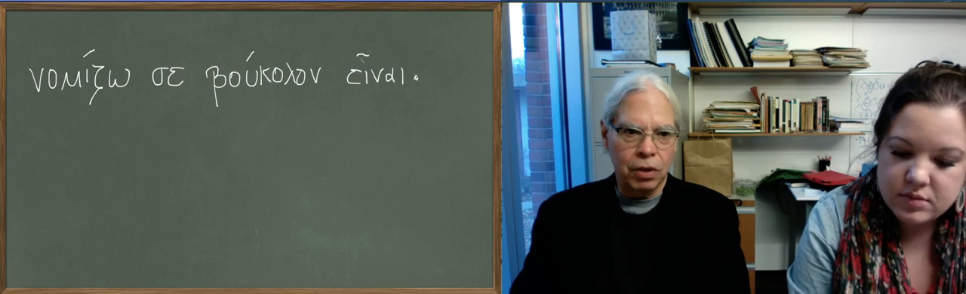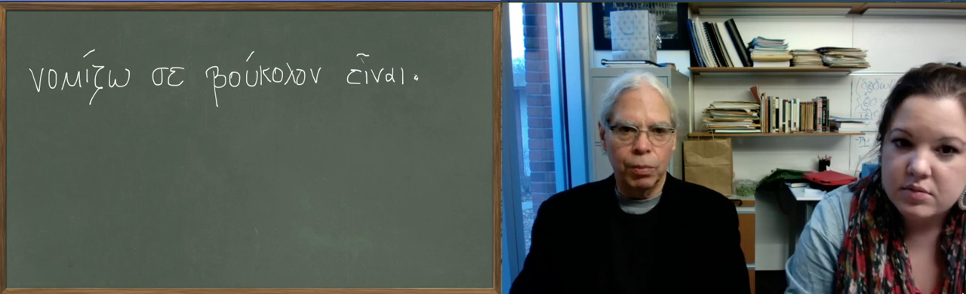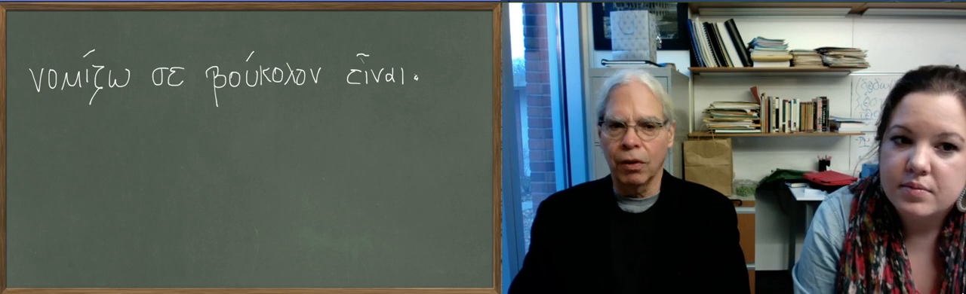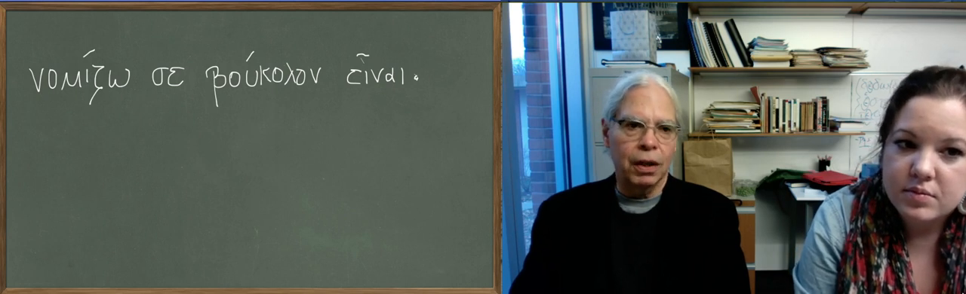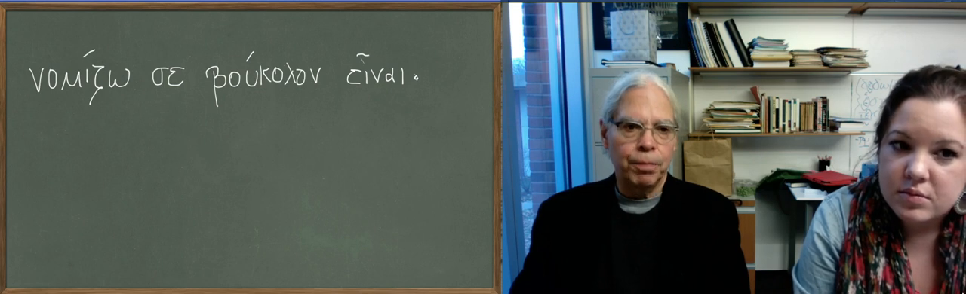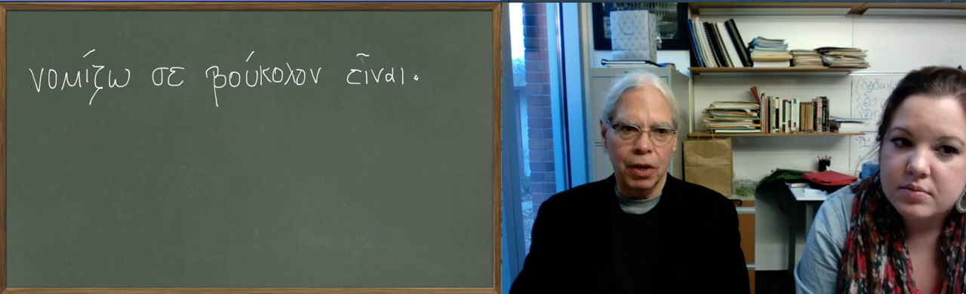We just did subject, accusative, verb, participle. Now we're going to look at subject, accusative, verb, infinitive, all right? And here we have a verb of thinking. This is a new verb in this lesson. Namidzo means I think. Comes from the notion of nomos, custom, okay? But so it's an interesting development. That means I think or suppose.